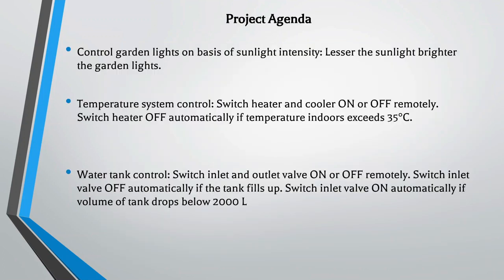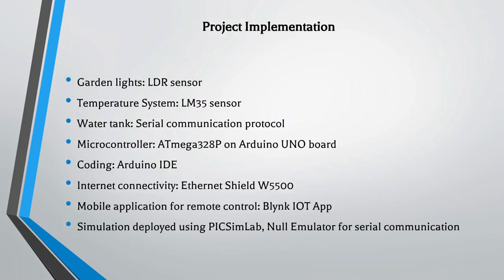Project agenda. Control garden lights on the basis of sunlight intensity. Lesser the sunlight, brighter the garden lights. Temperature control system: switch heater on and off remotely. Switch heater off automatically if the indoor temperature exceeds 35 degrees Celsius. Water tank control: switch inlet and outlet on and off remotely. Switch inlet valve off automatically if the tank fills up. Switch inlet valve on automatically if the tank volume drops below 2000 level.